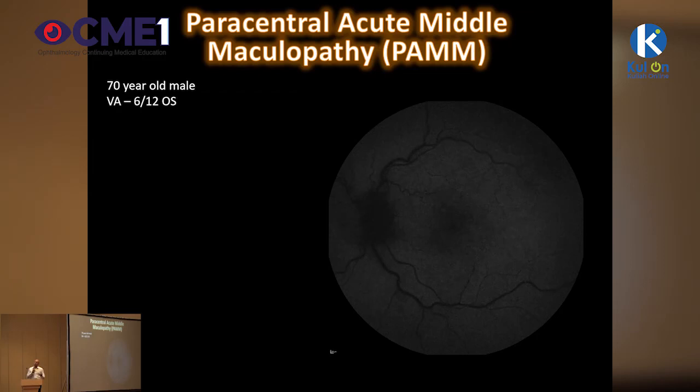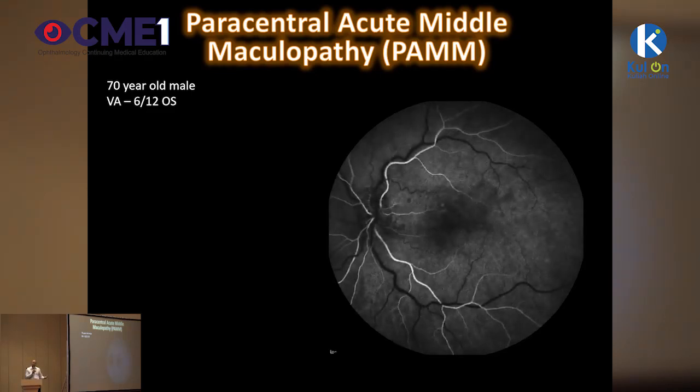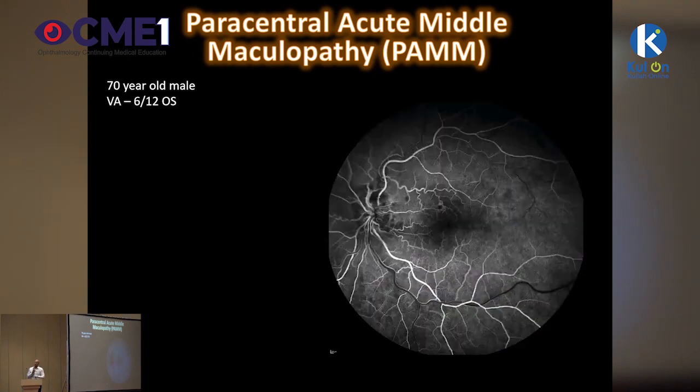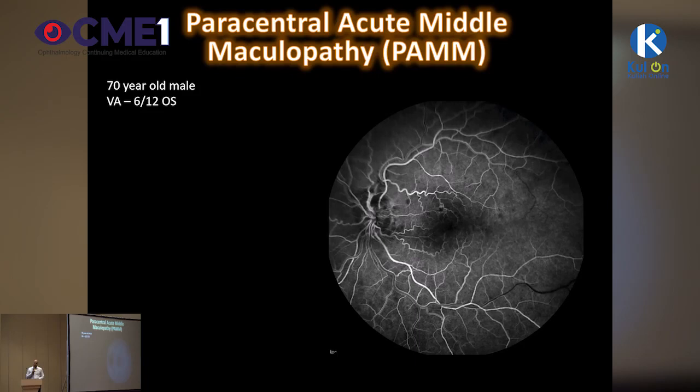Now, using OCT, we can define retinal vein occlusion in a different way. And I'm just going to go through the two different classifications of retinal vein occlusion using OCT. So this is a video. Sorry, can you play the video of the fluorescein angiogram, please?